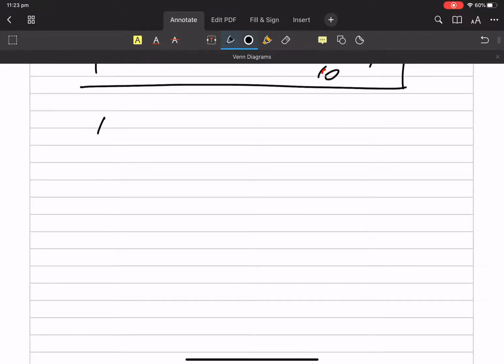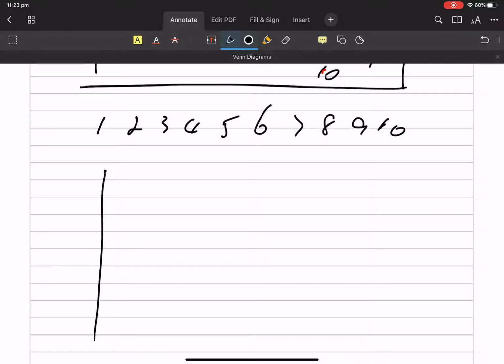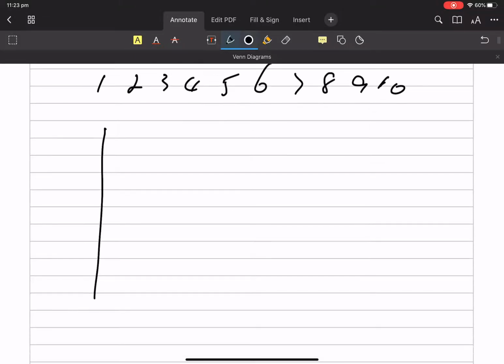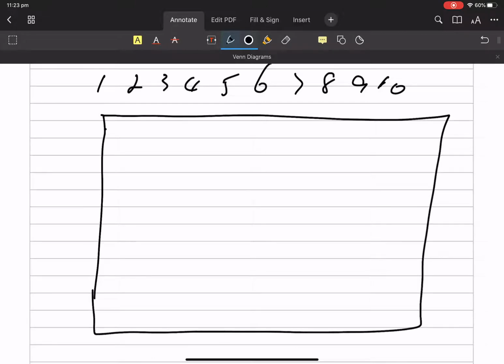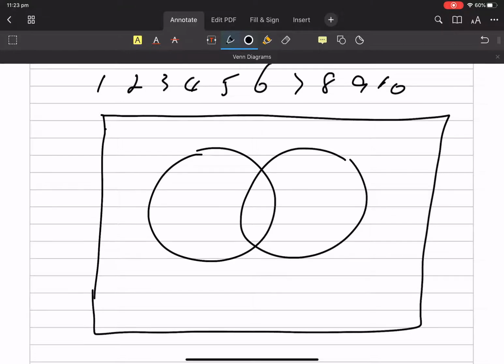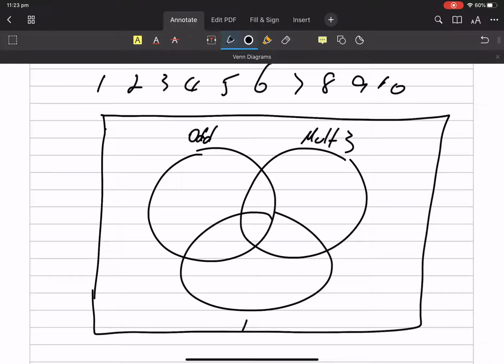Textbook, for some reason, seems to like prime number questions. I will never put a prime number question in a normal test because kids just get so confused with what a prime number is. Let's do the same thing. Odd, a multiple of 3, prime. Yep, okay.